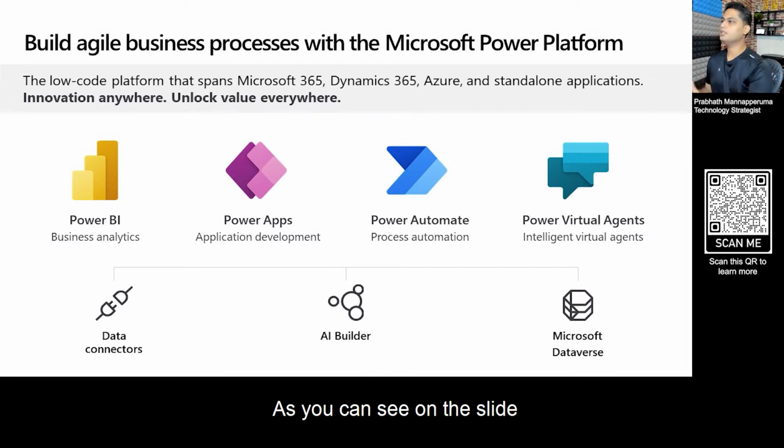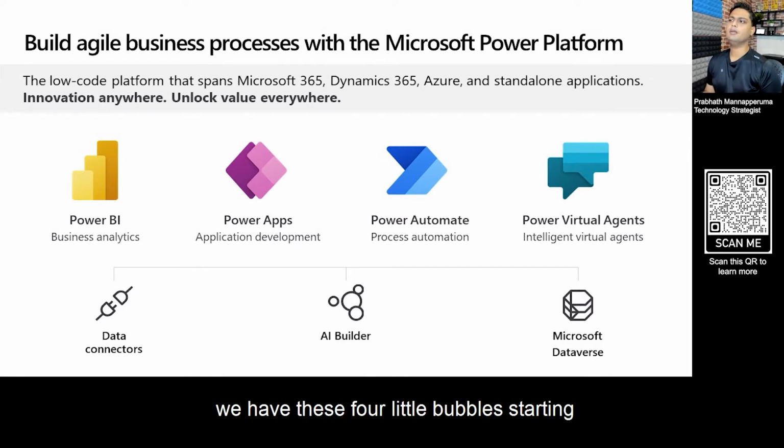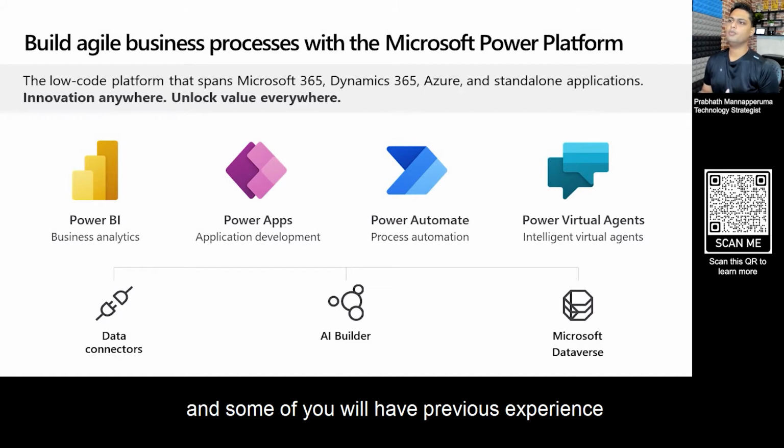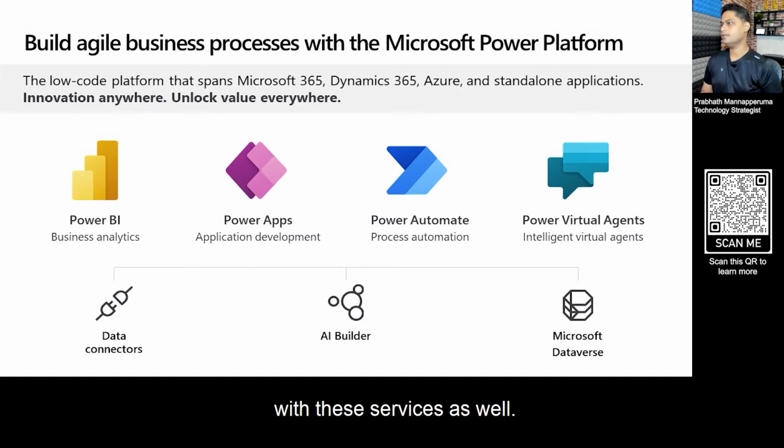As you can see on the slide, we have these 4 little bubbles starting from Power BI, Power Apps, Power Automate, and Power Virtual Agents. Some of you may recognize these names, and some of you will have previous experience with these services as well. So let's look at Power BI first.